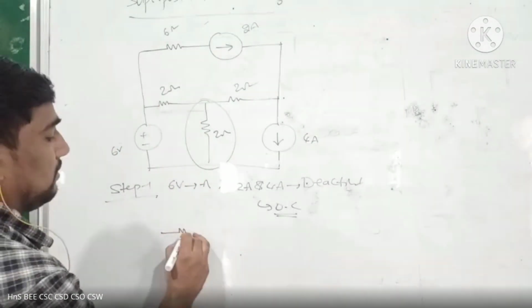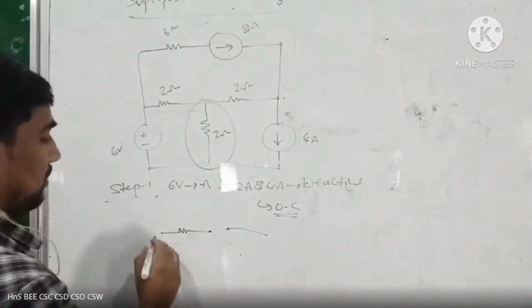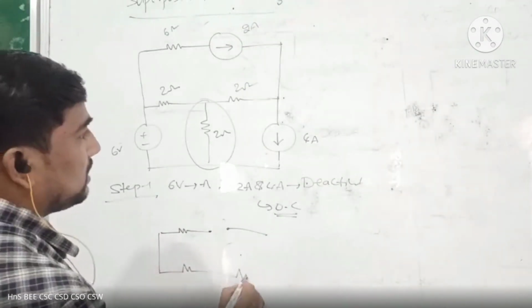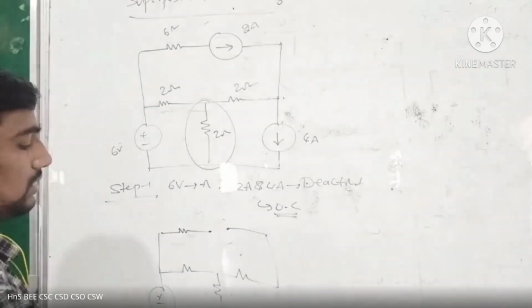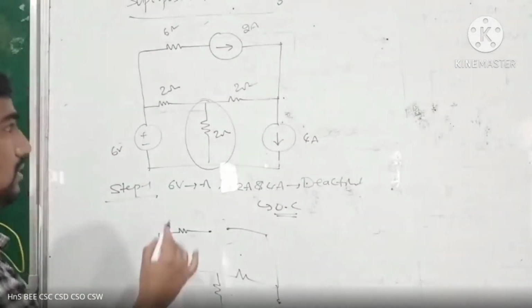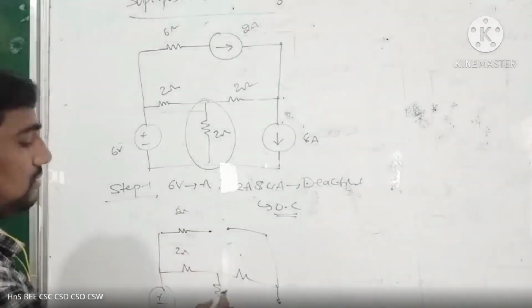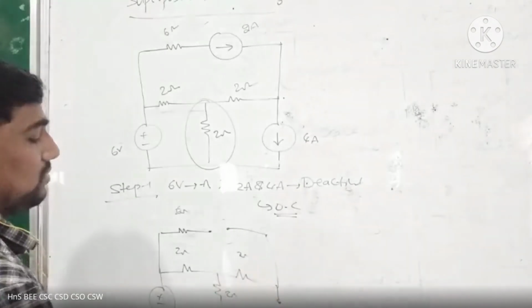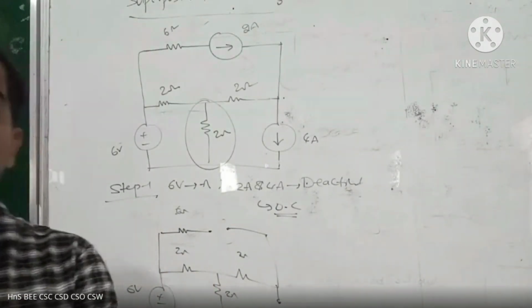That is this open circuit and 2 ohm resistance, 2 ohm resistance, some resistance is there. This is also an open circuit. Then we can get 6 ohms and 2 ohms, 2 ohms and 2 ohms. This is like this. This is the step number 1 circuit. Now see.